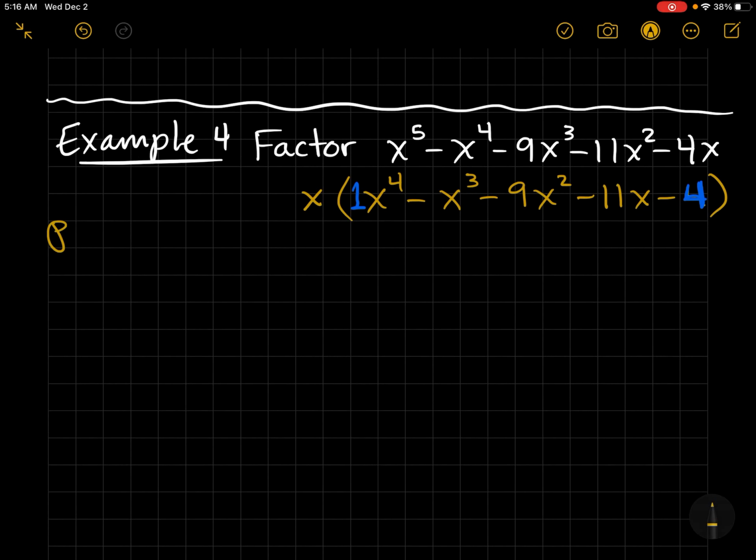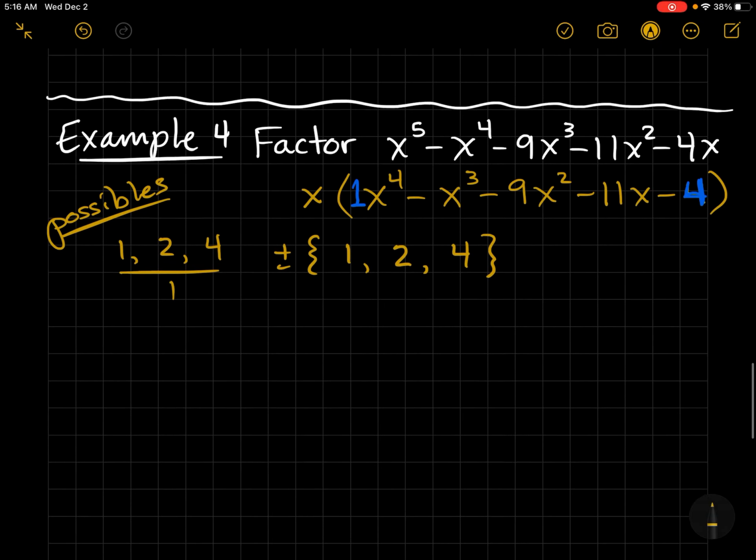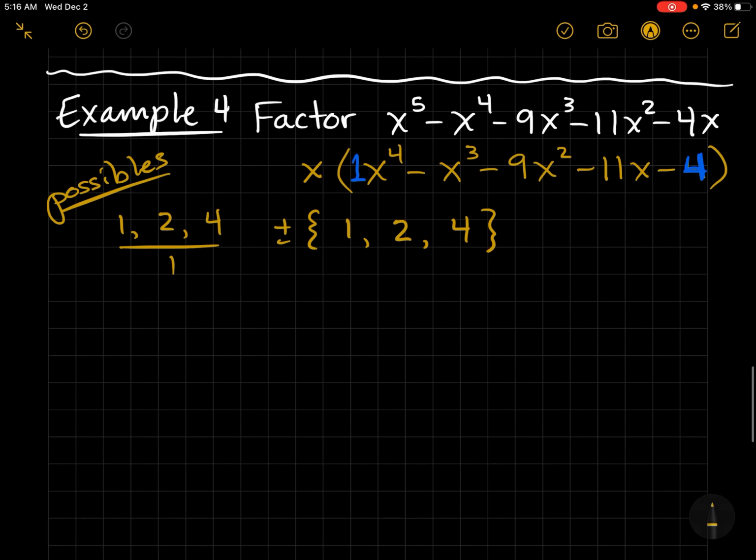So now what I'm going to do is I'm going to look at my possibles. That's always the first thing I look at. So I got the factors of 4, which are 1, 2, and 4 over the factors of 1. And remember, when it's 1, you don't even have to worry about it. So my possibles are plus or minus 1, 2, and 4. So now I'm going to start my guess and check process with the synthetic division.